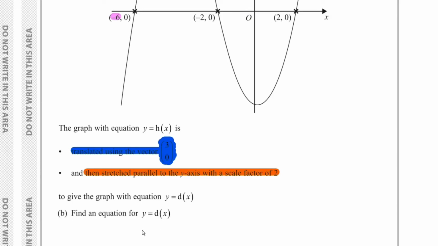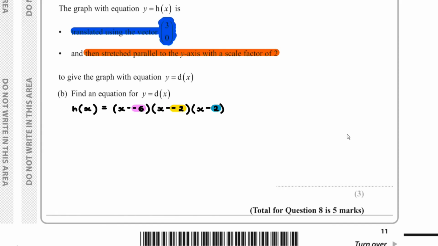Well, to begin with, we have an x solution at minus 6, an x solution at minus 2, and an x solution of 2. So, h(x) will equal x subtract negative 6 multiplied by x subtract negative 2 multiplied by x subtract 2. And if we simplify, we have (x + 6) multiplied by (x + 2) multiplied by (x − 2).